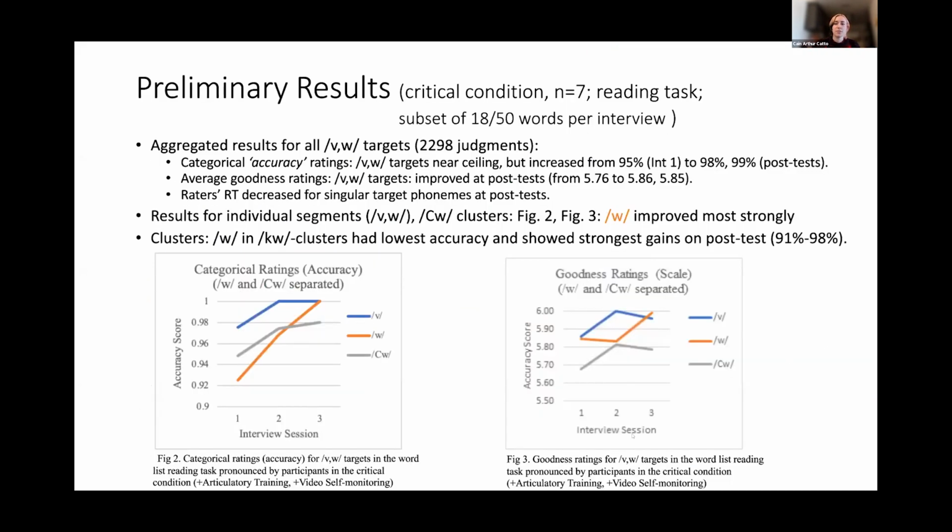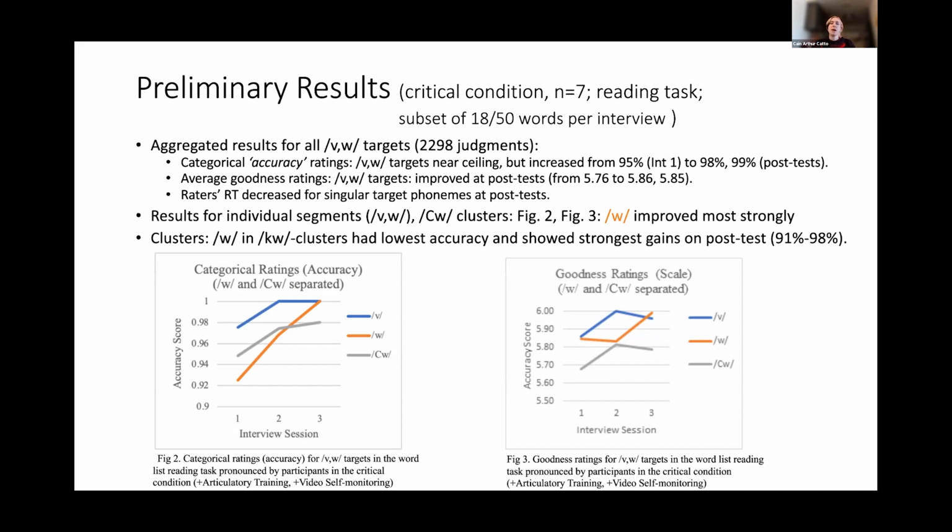So regarding our results so far, we've analyzed the reading task of our critical conditions, so those participants, and that's a subset of 18 out of 50 words per interview. Our summarized results for all VW targets, we have roughly 2,300 judgments for what we've analyzed so far. Our categorical accuracy ratings for these VW targets started out near ceiling level at pretest, but they did increase from 95% to 98 and 99% at post-test, so we see some slight improvement there.